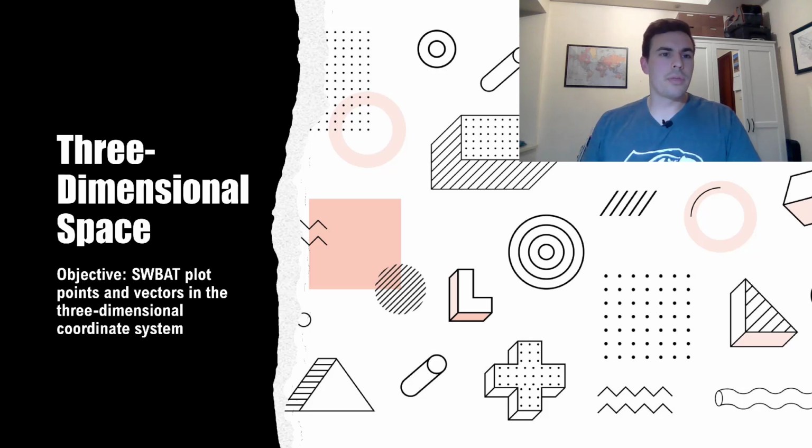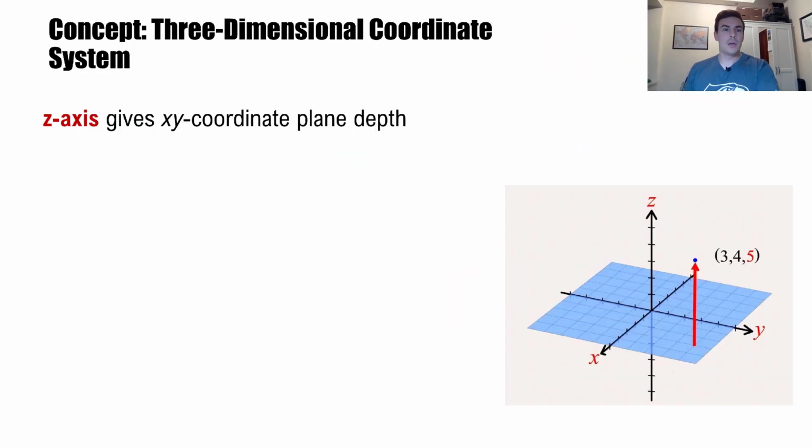Today we're going over three-dimensional space. All we're going to do is plot points and vectors in three-dimensional space. That's it. So let's hop right into it with our three-dimensional coordinate system.